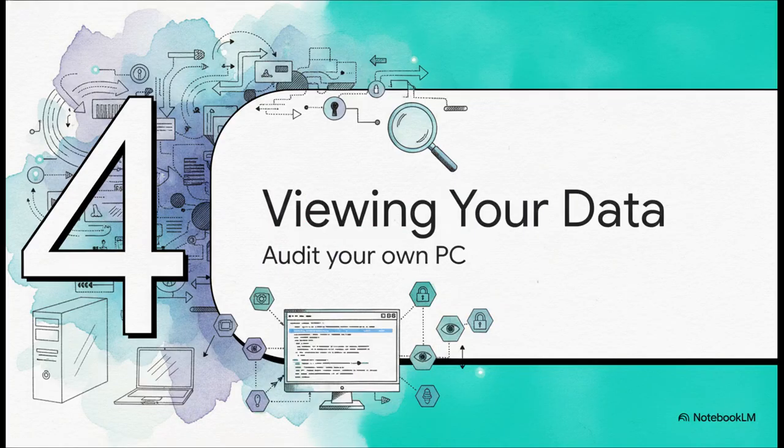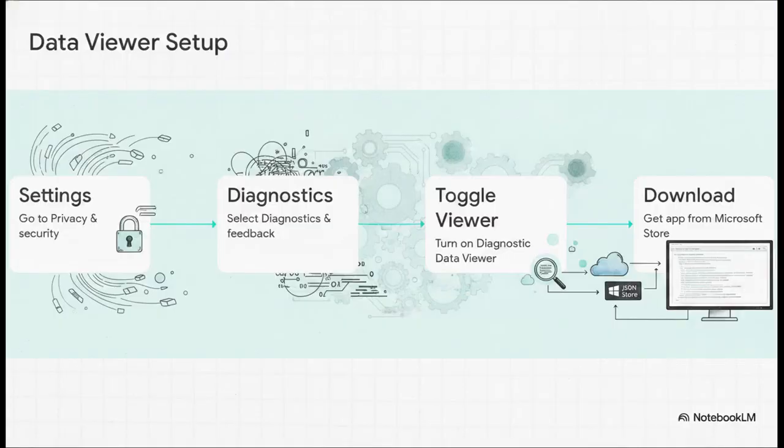Which brings us nicely to Section 4, viewing your diagnostic data. So, instead of just taking the official documentation's word for it, you can actually intercept and read your own telemetry on your own machine. Microsoft built a transparency tool specifically for this. By following these quick steps on screen, going into privacy and security settings and downloading an app, you can install the diagnostic data viewer. It acts like your own personal auditor, translating that invisible background data into readable JSON files.